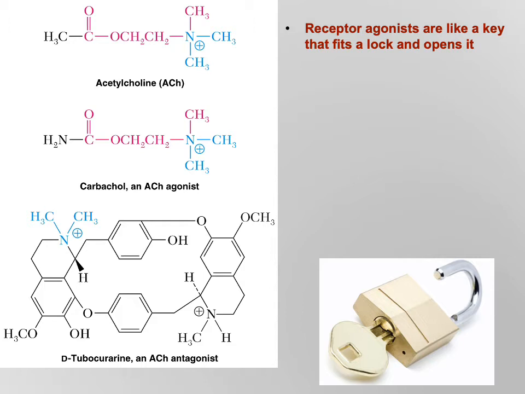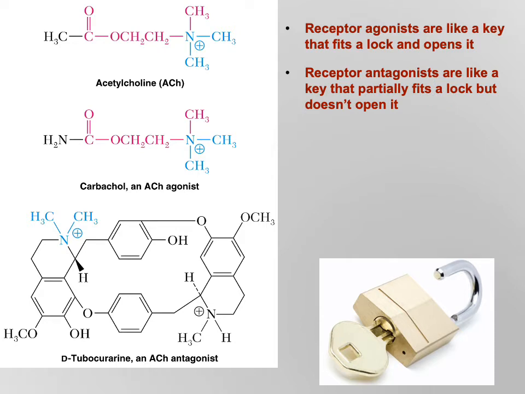Molecules that are not exactly the neurotransmitter can in some ways pretend to be the neurotransmitter. They can pretend in a way that opens the channel just like the neurotransmitter does, or they can pretend in a way that blocks the opening of the channel, all right? So you can think of an antagonist as something that partially fits the lock but doesn't open it.